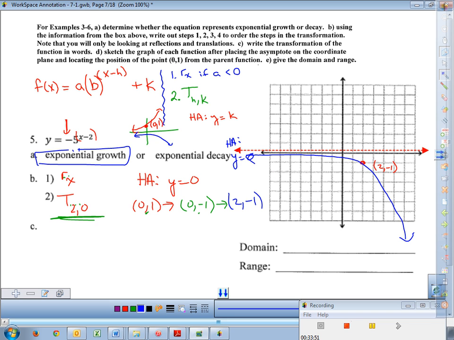Domain, range. From negative infinity to positive infinity. Range, low to high. How low does that graph go? How high does it get? Get it written down for me. Low to high.